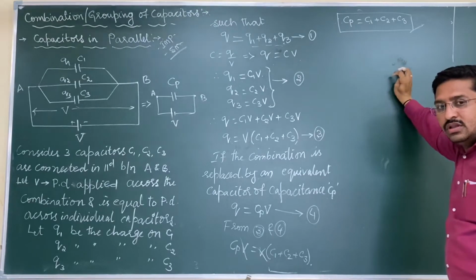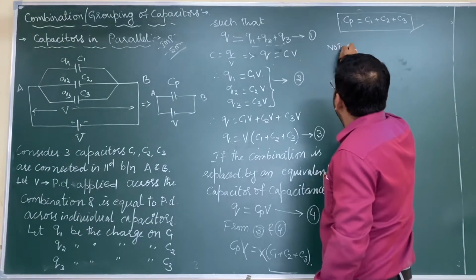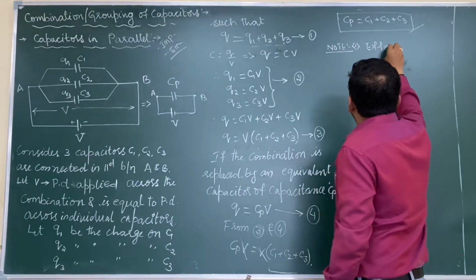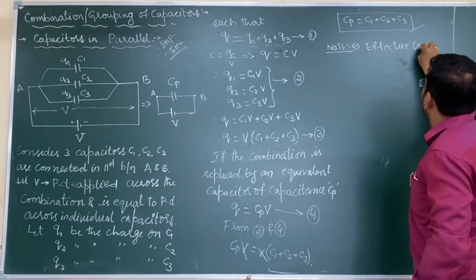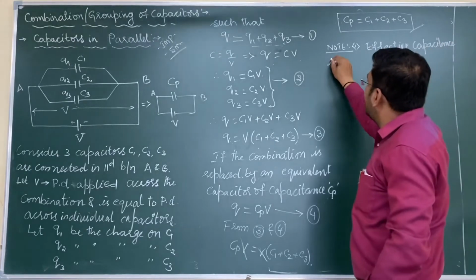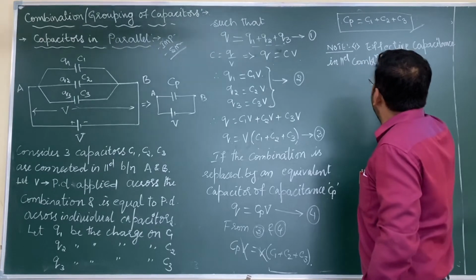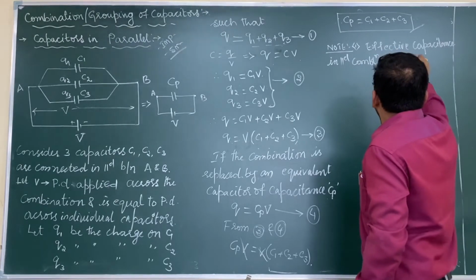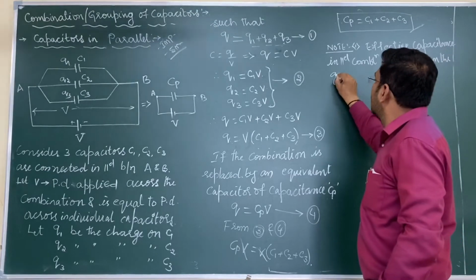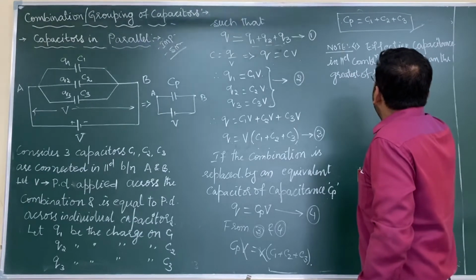I hope you understood this. Okay? Now, some important points. Effective capacitance in a parallel combination is greater than the greatest of the combination.